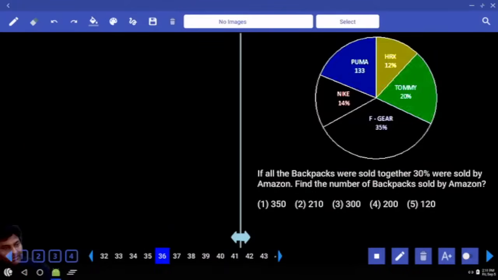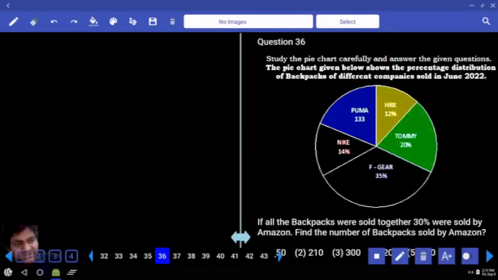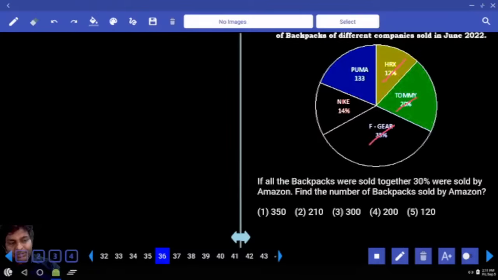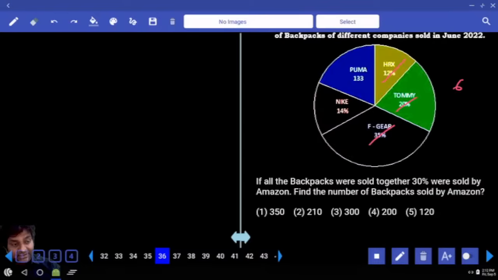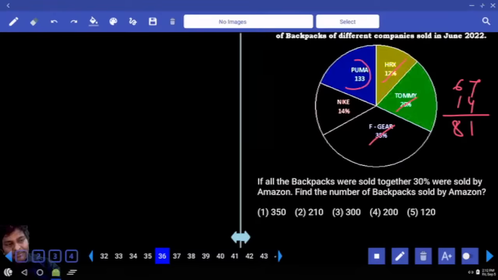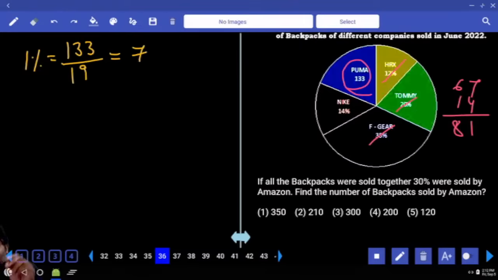Right. Pie chart given below shows the percentage distribution of backpacks of different companies sold in June 2022. Percentages are given: 12 plus 20, 32, 32 plus 35, 67 plus 14, 81, remaining 19. So 19 percentage is equal to 133. Then 1% value will be 133 divided by 19. Answer: 1% value is 7.